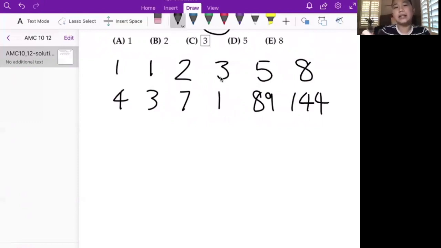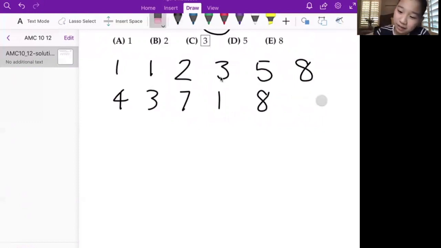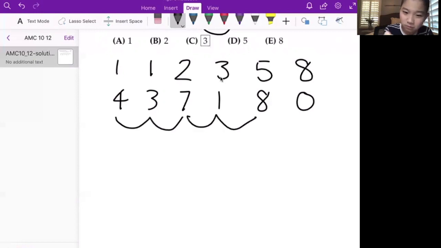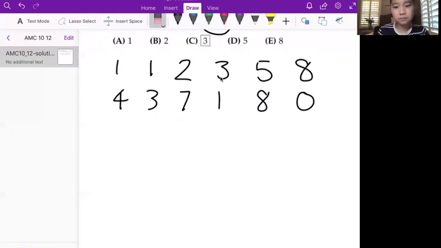89 minus 81 is 8. And then 144 is divisible by 9, so it's 0, not 9. You'll see that even with the remainders when divided by 9, there are still some nice properties, like 4 plus 3 equals 7, or 7 plus 1 equals 8, that are consistent with the original sequence.